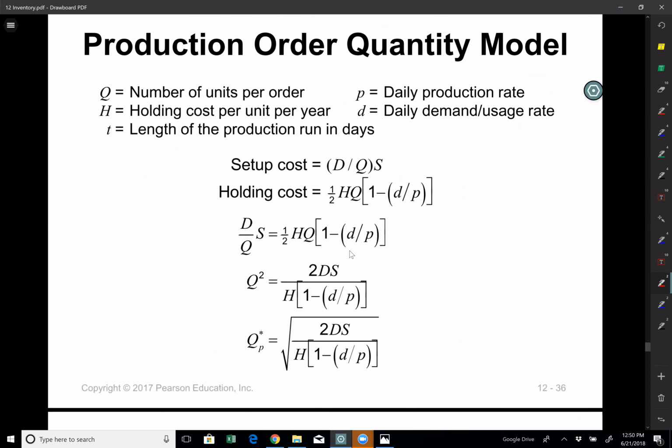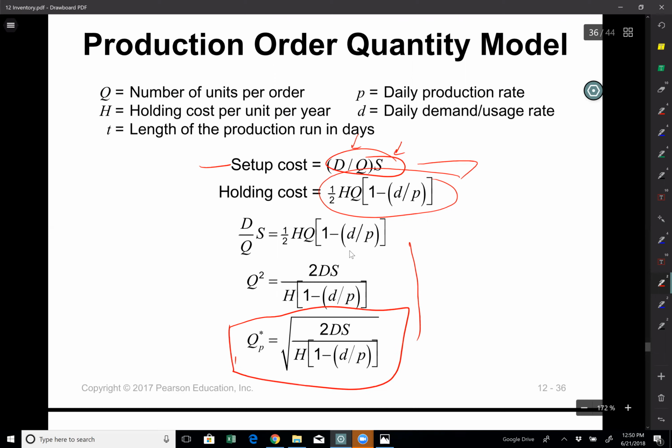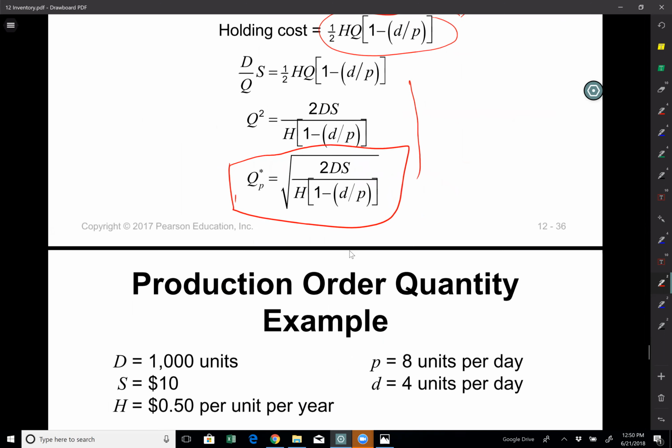So in the next slide, again, I have setup cost, which is the same as the EOQ model: number of orders times order cost per order. And this is what we obtained in the previous slide. This is my holding cost. Whenever these are equal, you can follow the math here, that's the best combination in terms of finding the lowest total cost. If I do the math, you can see that the optimal quantity is the square root of 2DS over H times (1 minus D over P). So let's do an exercise on this formula.